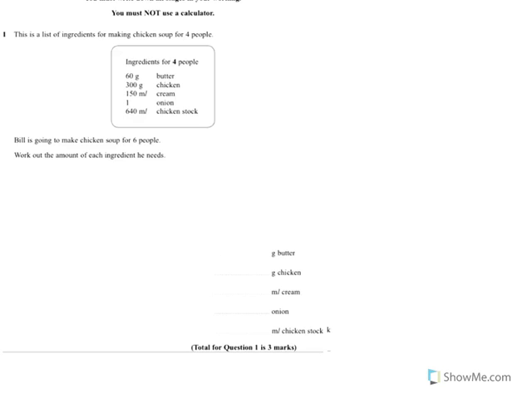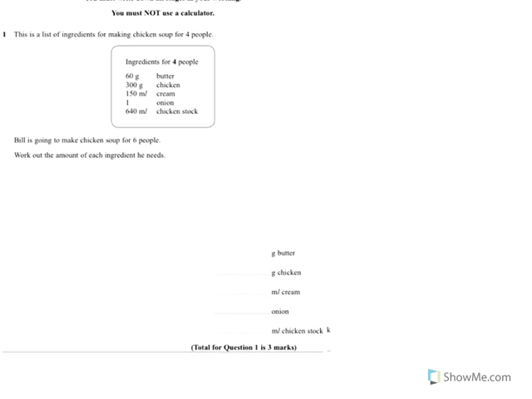This is the November 2013 higher tier paper, paper 1. First question. This is a list of ingredients for making chicken soup for 4 people. Bill is going to make chicken soup for 6 people. Work out the amount of ingredients he needs.